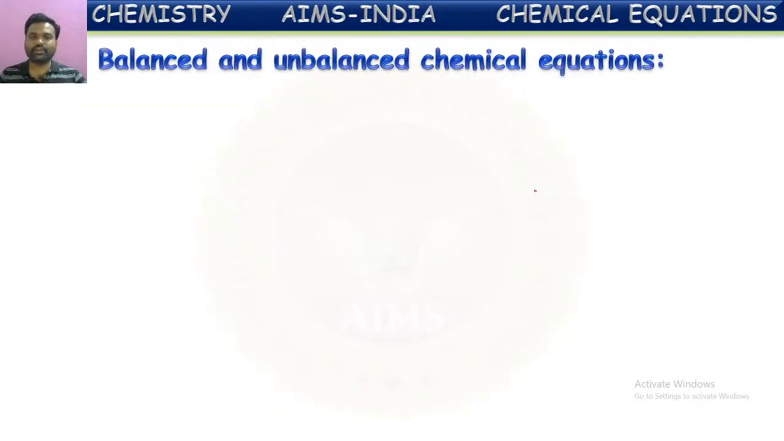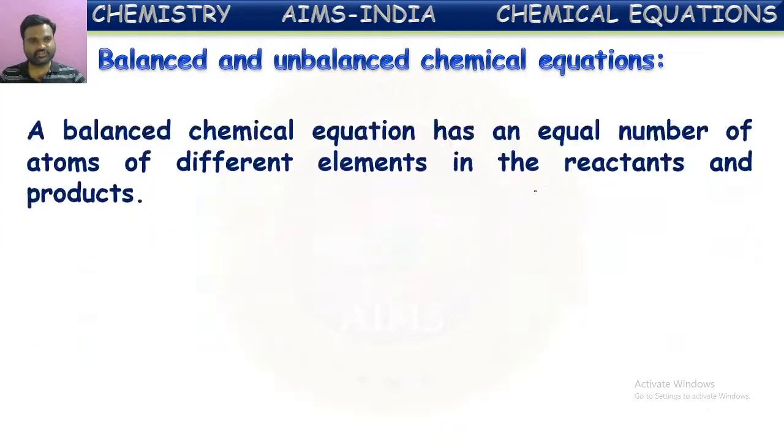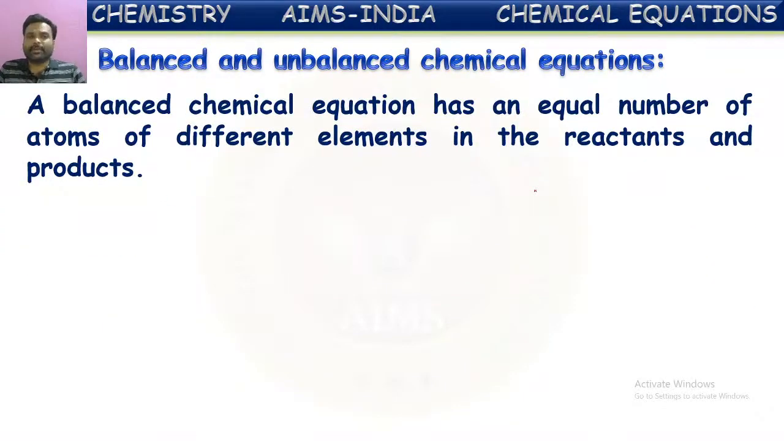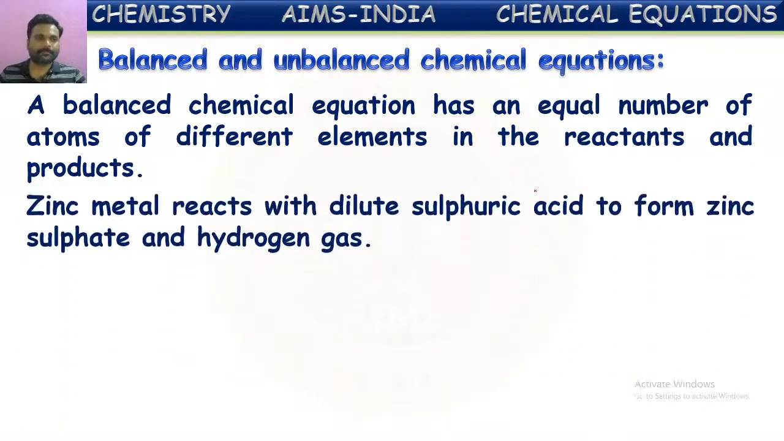Now, balanced and unbalanced chemical equations. A balanced chemical equation has an equal number of atoms of different elements in the reactants as well as in the products. That means, in a chemical equation, if the number of atoms of the reactants and the number of atoms of the products are both the same, then it is said to be a balanced chemical equation.